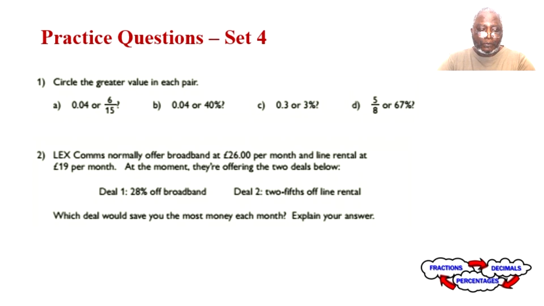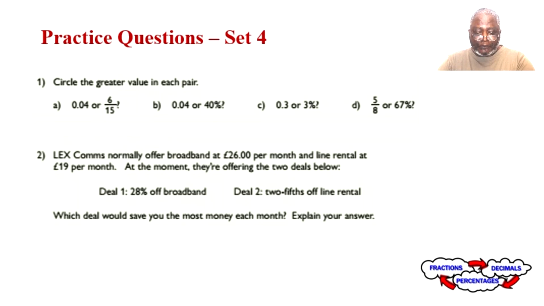Practice question set 4. Circle the greater value in each pair. A. 0.04 or 6/15. B. 0.04 or 40%. C. 0.3 or 3%. And D. 5/8 or 67%. Lexcoms normally offer broadband at £26 per month and line rental at £19 per month.